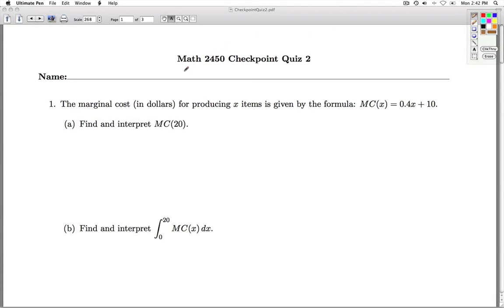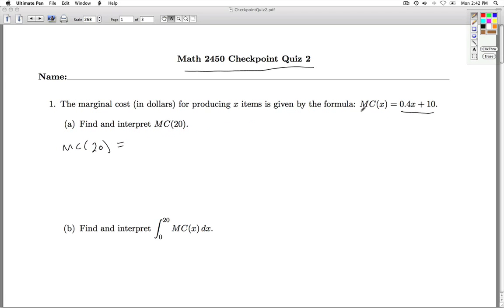Hi folks, this is Applied Calc 2, Checkpoint Quiz 2. Number 1, we're given a marginal cost function in dollars for producing x items to be this formula. Part A, find and interpret MC of 20.